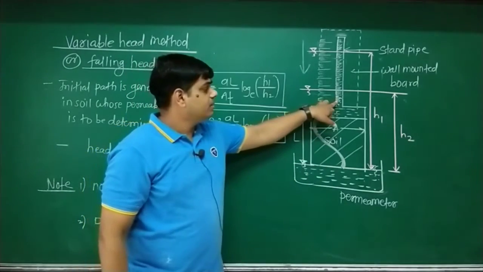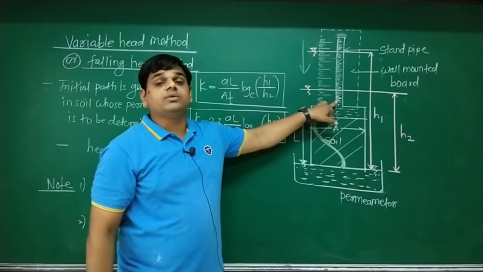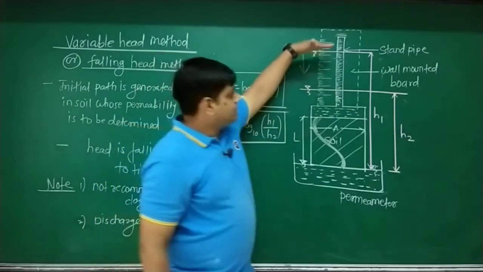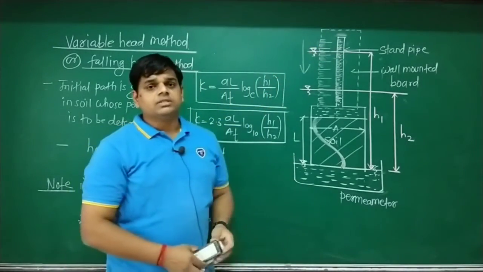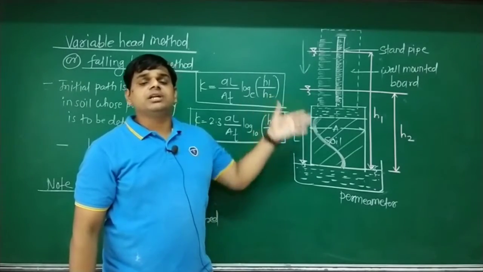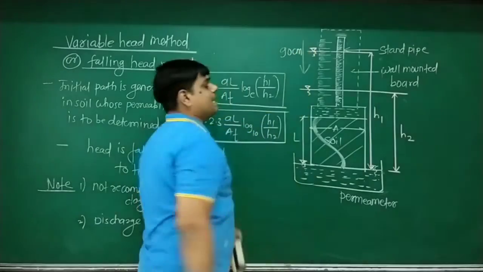Now fill the standpipe, which is connected at the top of the permeameter, with water. आता ती water level कुठपर्यंत भरायची आहे? That depends upon the researcher. Suppose I am interested to set the initial head, say 90 centimeter. हा head आहे 90 centimeter.